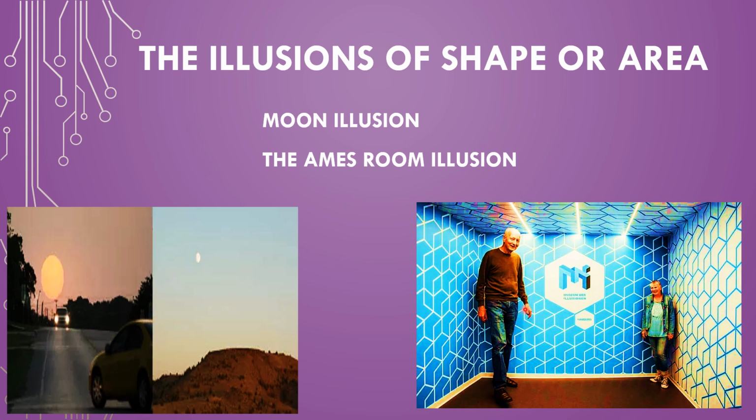An Ames room. It is a distorted room that creates an optical illusion. It was invented in 1946 by Adelbert Ames. The Ames room looks like an ordinary cubic-shaped room to the viewer. But that is not true. In fact, the true shape is trapezoidal.